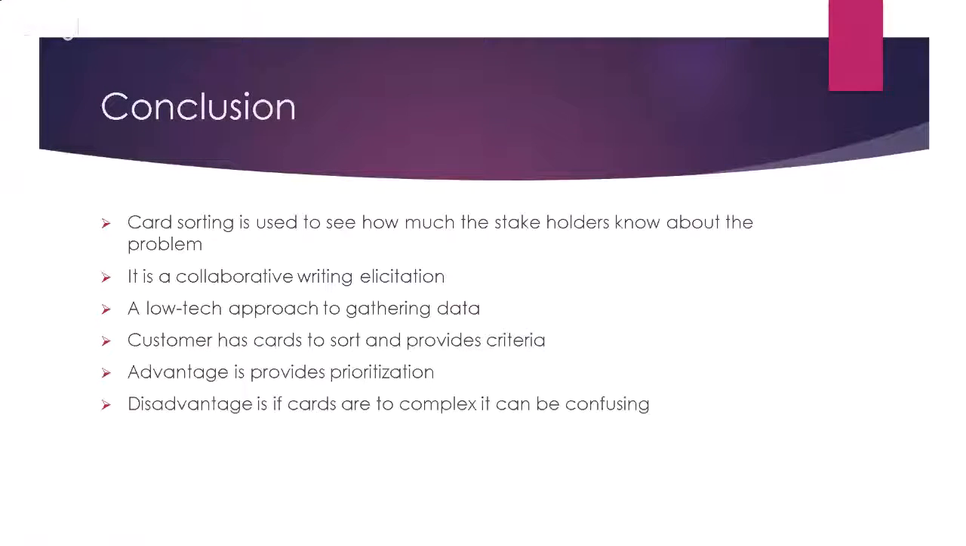So in conclusion, card sorting is used to see how much the customer or the stakeholders know about the problem or the thing that they want to create. It is a collaborative writing elicitation technique, which is used to gather data. As Wikipedia pointed out, it's a low-tech approach to gathering data. The customer creates the cards, and the customer provides the criteria by which the cards are to be sorted. An advantage of card sorting is that it provides prioritization, and a disadvantage is that if the cards are too complex, it may be difficult or confusing for the test subject to sort the cards the way the customer wishes.